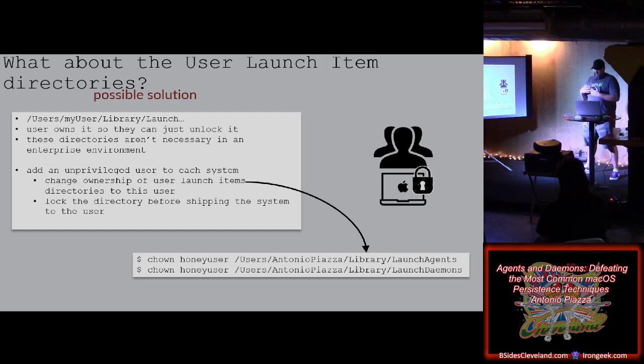IT can then change the ownership of user launch items and launch directories to the honey user account. So now a normal user does not actually own that directory. So again, they can't unlock or lock it because they're not root or the owner of that directory. So then IT can lock the directories. Now the normal user does not own the directories and cannot unlock it.